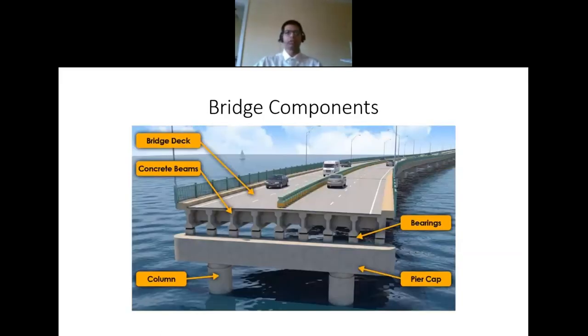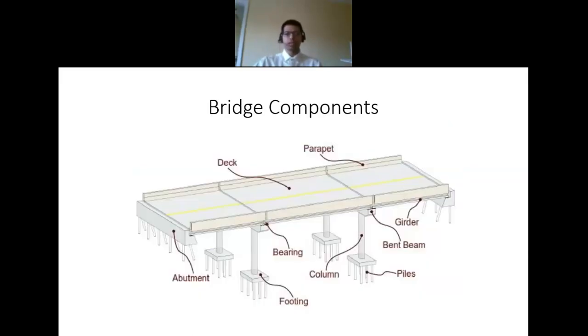Actually, the next slide shows a clear view of girders or concrete beams as they're labeled here. The number of beams or girders in a span is fixed. However, there could be cases where the number of girders are different between two spans of the same bridge. Let's go back and continue with the other components.